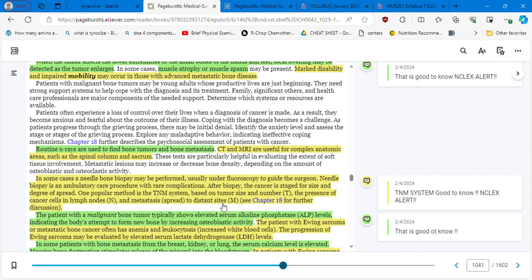It's true. After biopsy, the cancer is staged for size and degree of spread. One popular method is the TNM system, and this is good to know. Alert, alert, NCLEX alert. It is based on tumor size and number, the presence of cancer cells in lymph nodes, and metastasis, spread to distant sites, M, right?